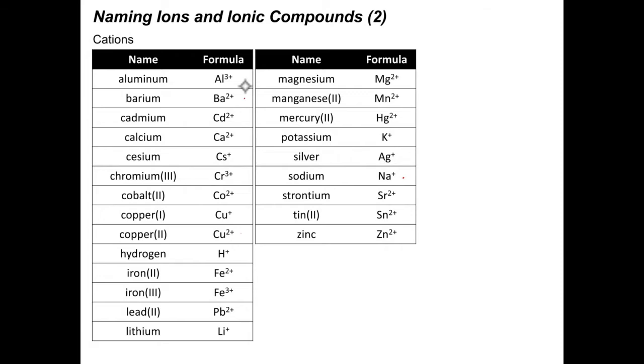And again, barium is group 2, so that would be a +2. Aluminum, I told you, would always be +3. So here are some typical charges you might find.